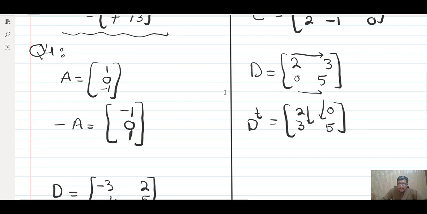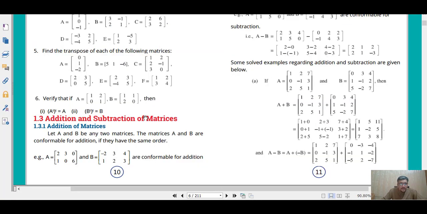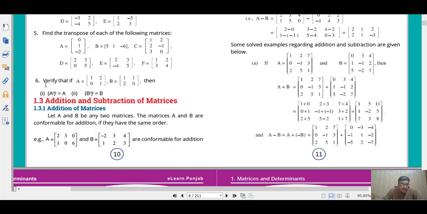Now we are going to solve question number 6, and this is an important question. In this you have to verify that if A is this matrix and B is this, then A transpose of transpose is equal to A, and B transpose of transpose is equal to B. I am going to solve the first part, and the second part is your practice question. If you face any difficulty while solving the second part, you may contact me.